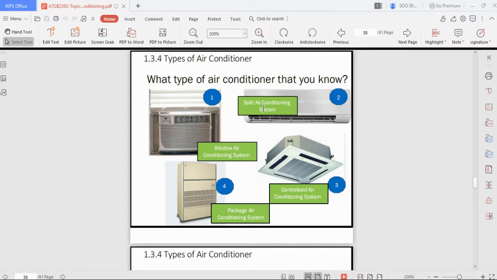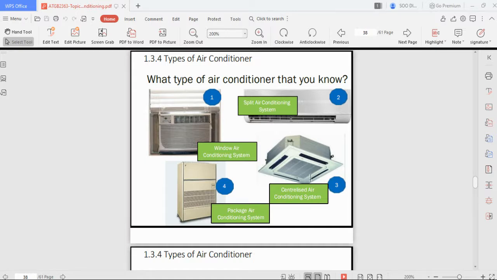The second is the split air conditioning system. This is basically what you'll find in your room, in a small room. You have an air conditioning unit, and then you have a refrigerant unit outside. The next one is the centralized air conditioning system. You'll find this in malls or in offices.